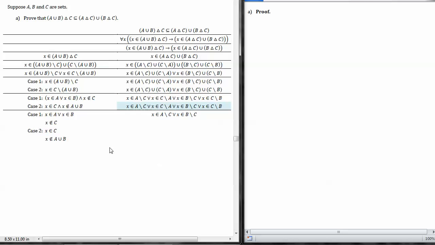And in case 2, we're going to know that x is in C. And so we're probably going to be proving the second or the fourth statements from up here. So I'll bring those down as our new goals for case 2.